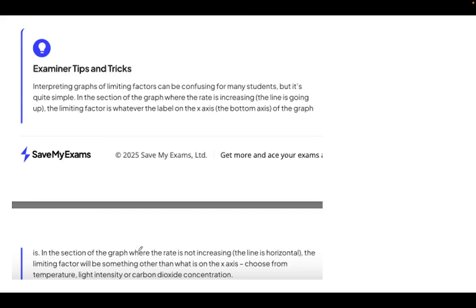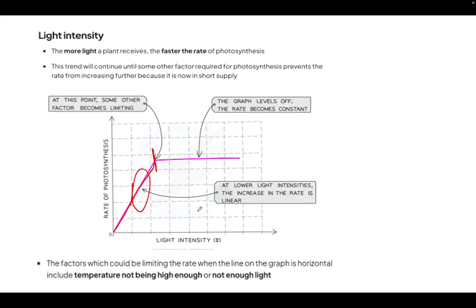Now, in the section of the graph where it is not increasing, on the horizontal line where it levels off, the limiting factor will be something other than what is on X. So choose from temperature, light intensity, or carbon dioxide. By that time, because you're talking about light intensity there, the problem can be temperature and carbon dioxide. If we had carbon dioxide on X and we see the leveling off, carbon dioxide is no longer the problem. The problem can be temperature and light intensity.